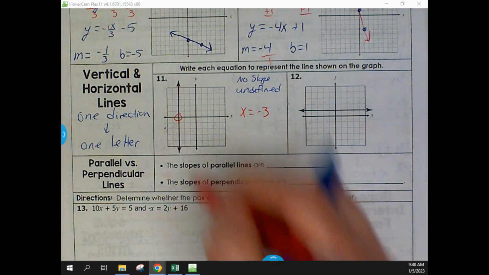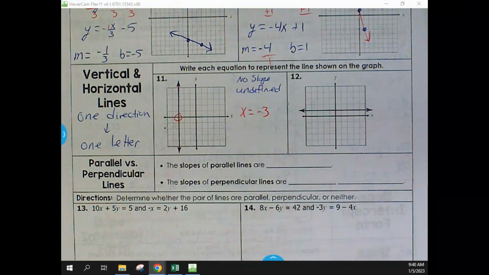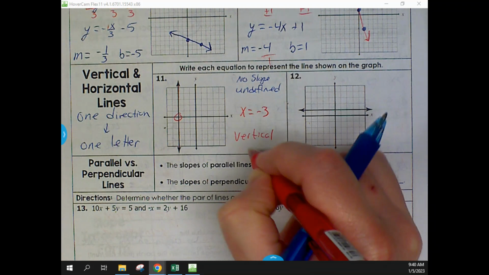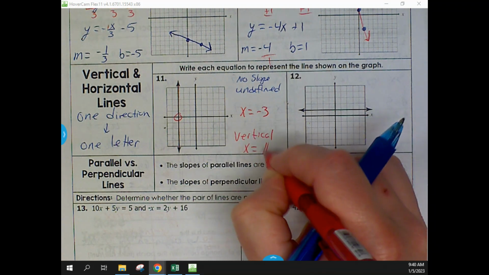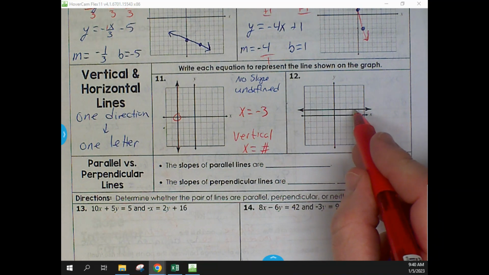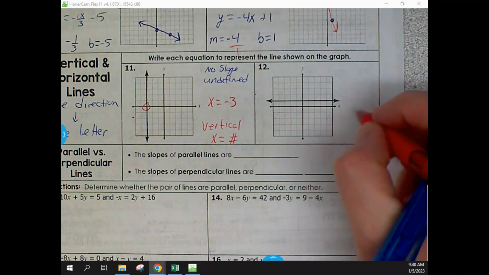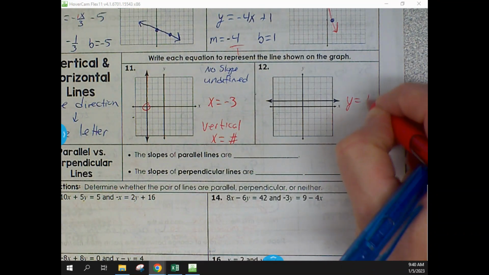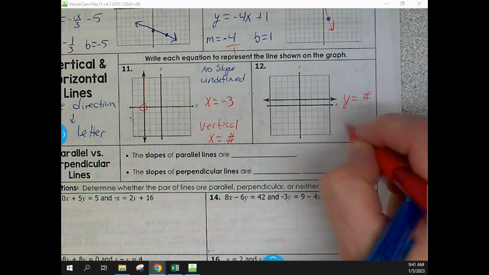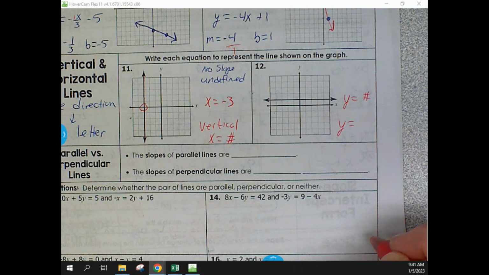So anytime it's a vertical line, it's always going to be x equals some number every single time. If it's a horizontal line, it's always going to be y equals some number. You just have to tell me what number it hits the y-axis on. So for this one, that's going to be y equals 1. So there you go.